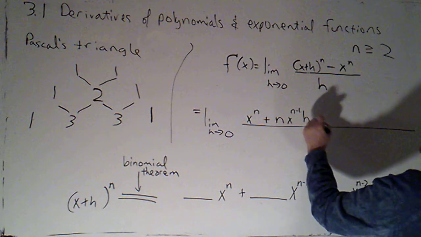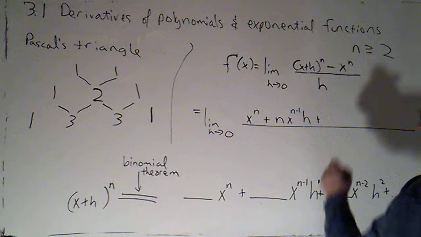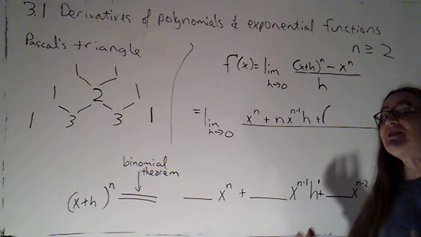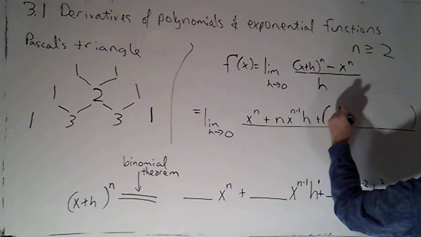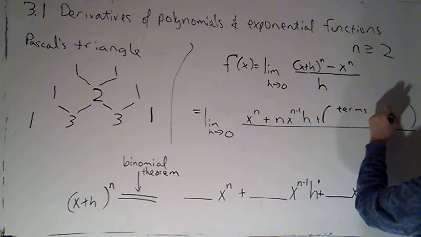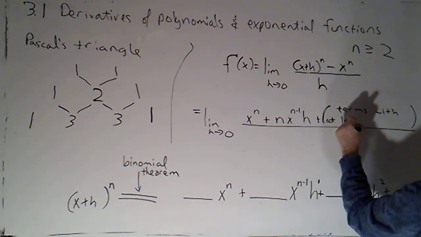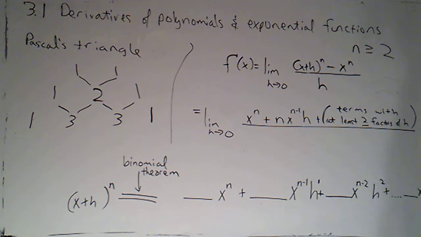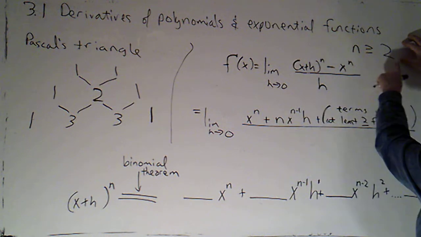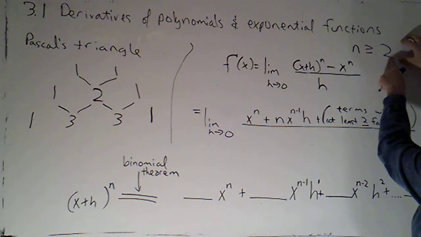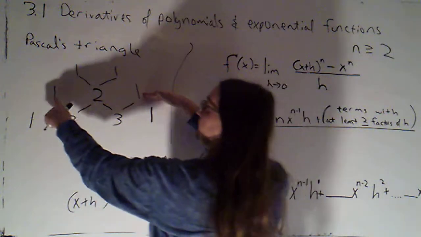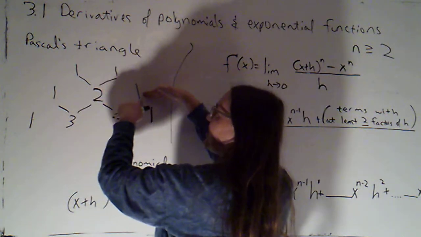Okay. Plus a whole bunch of other terms. But what those terms are going to have in common is that they're going to have at least 2 factors of h in them. So I'm just going to write that as terms with at least 2 factors of h. Now here's why I said that we're using this derivation here if n is at least 2. If n is at least 2, then I'm at least in this row where we've got x squared, 2xh, h squared.